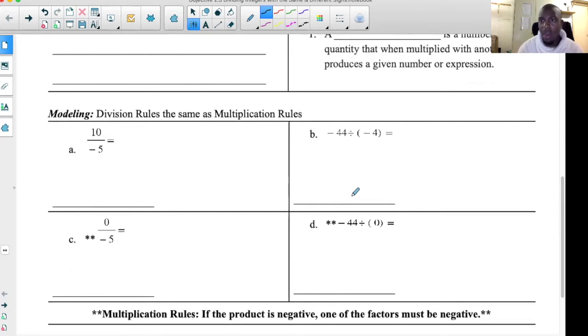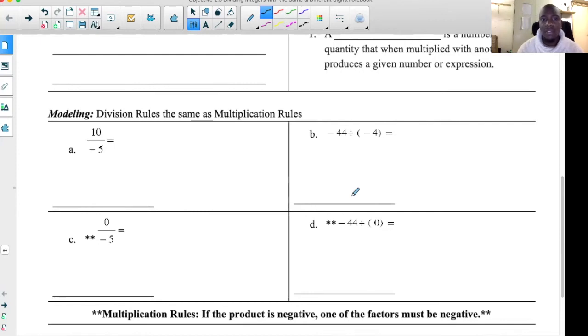I'm going to do these four modeling problems for you. And they should be rather easy because these are numbers that you should be comfortable with. I believe that at this point in math, you guys are better at multiplication than you are at adding and subtracting. So I believe we should be able to fly through these. But there are little things I want you to pay attention to, which are the signs and when you might get zero. All right. So for example, A, we have 10 divided by negative 5.